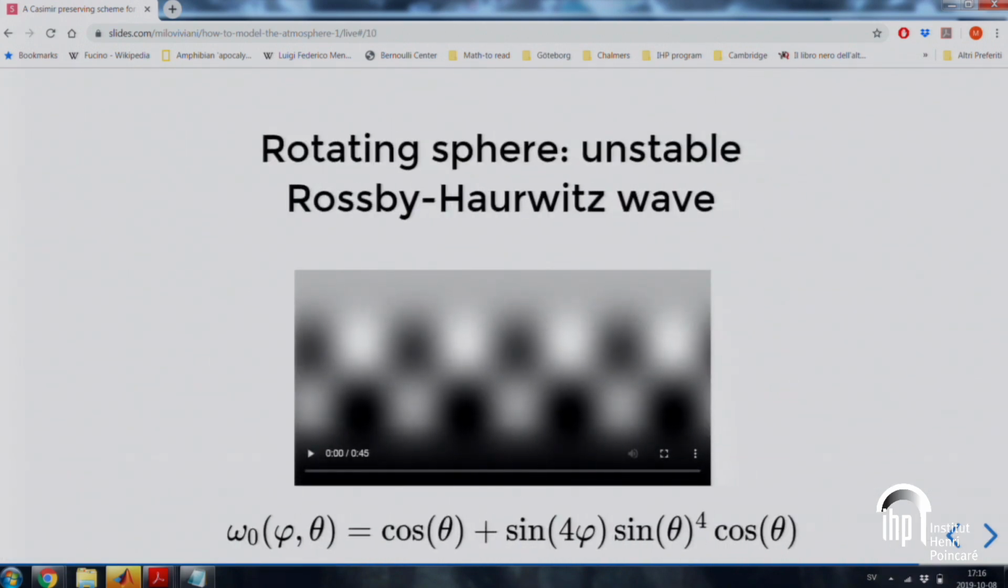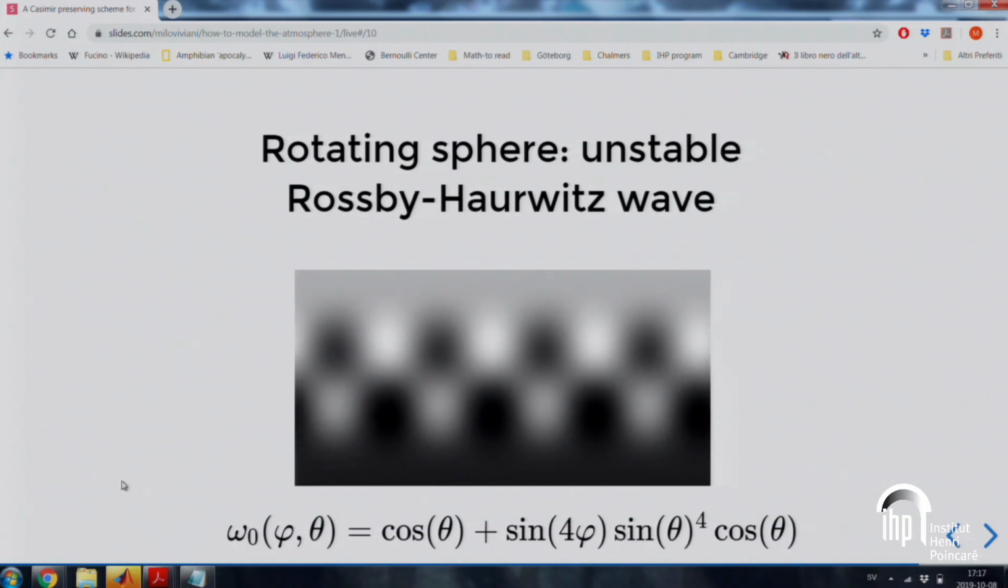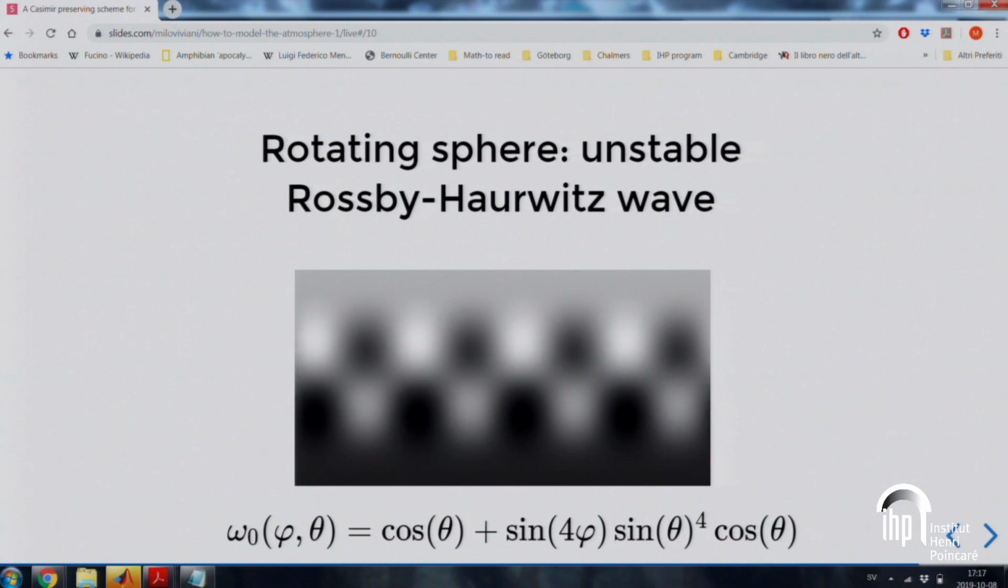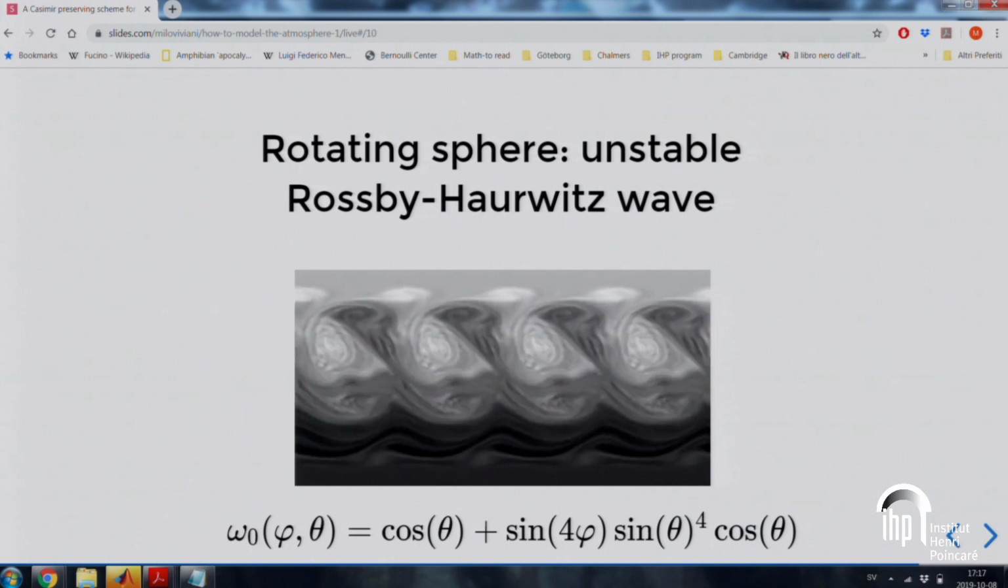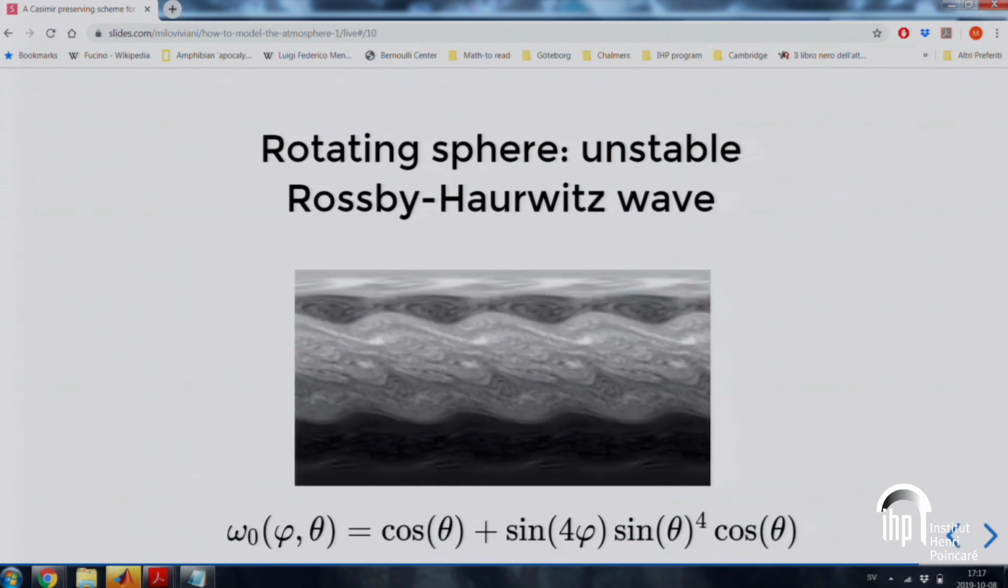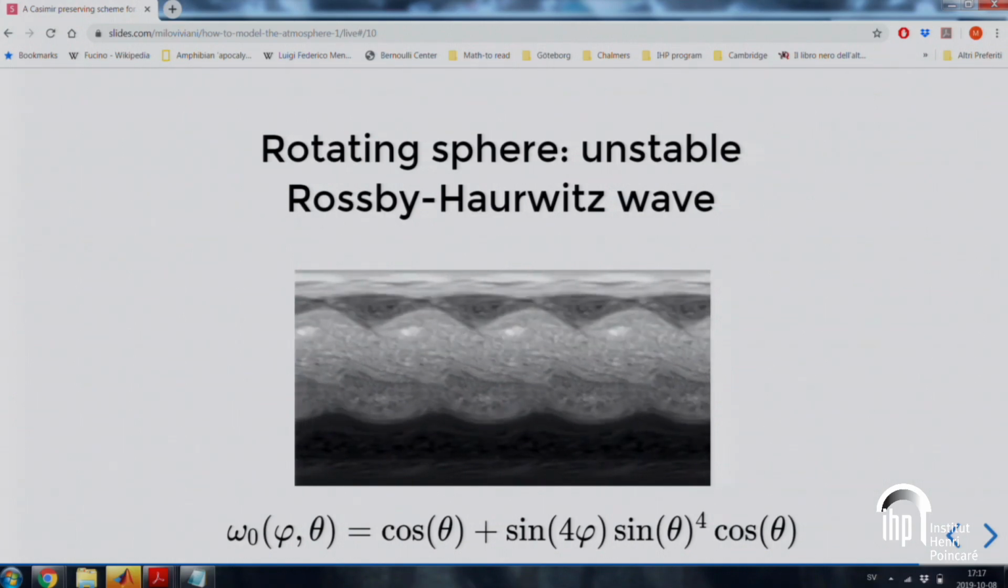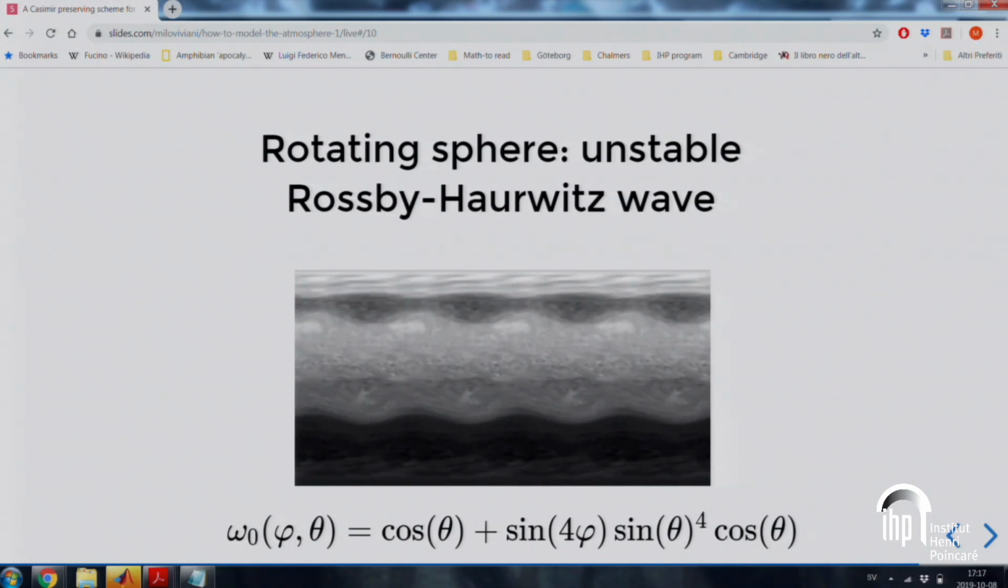And finally, the last slide, to conclude. I told you that we consider the non-rotating case, but what if we consider the rotating case? It's very easy to implement in this spatial discretization. For example, here I want to show you what happens from this unstable Rossby-Hurwitz wave if we run the simulation. This is an exact solution of the Euler equation, but it is unstable. Even if our scheme is conservative, very little numerical drift happens. And you see that now the sphere is rotating, and the typical zonal bands appear.